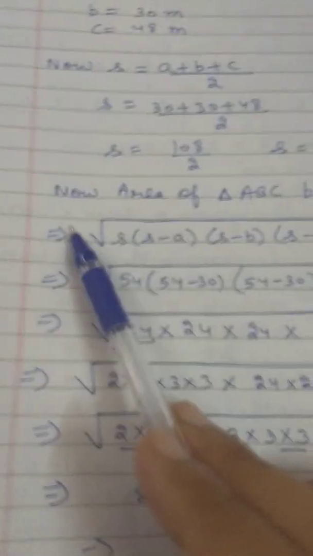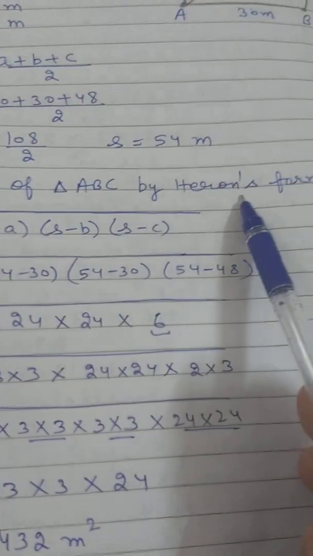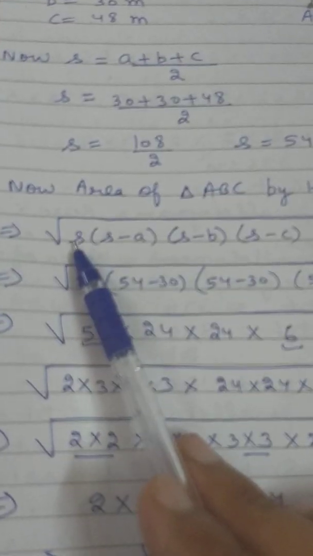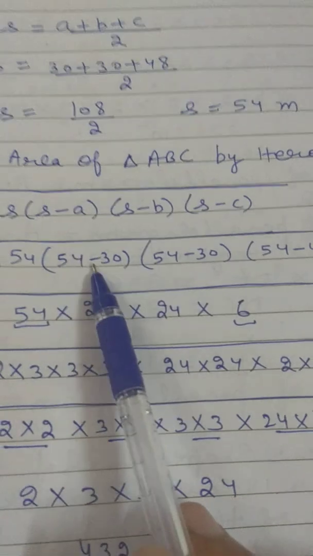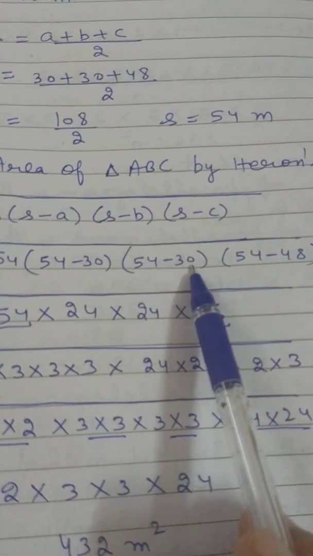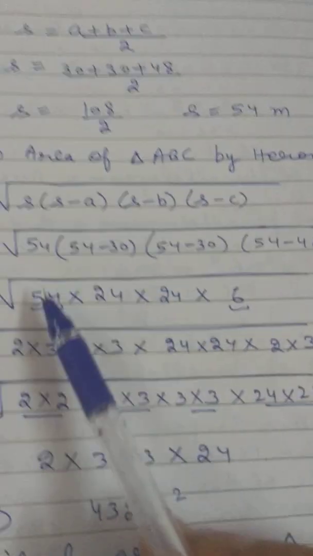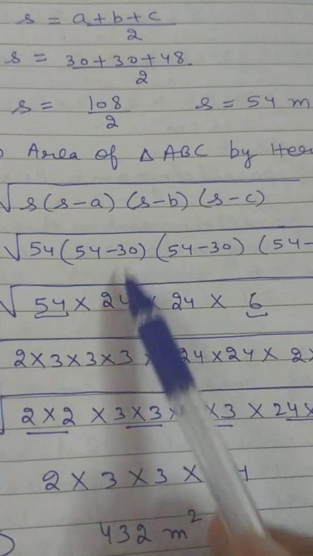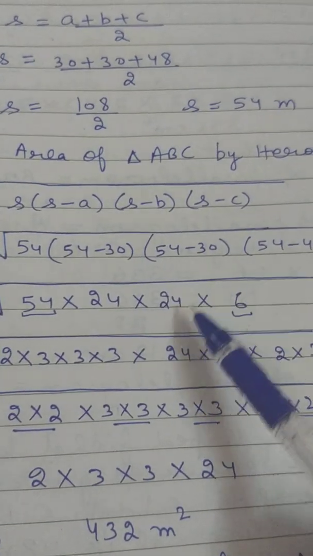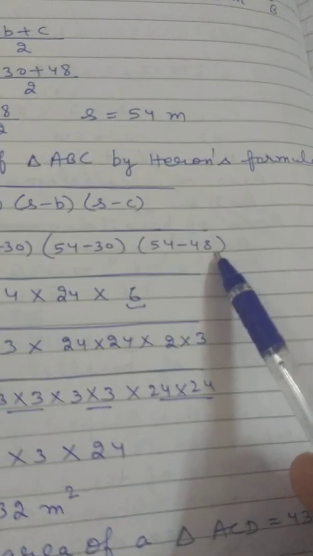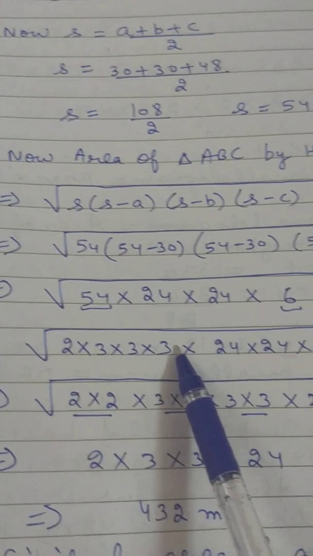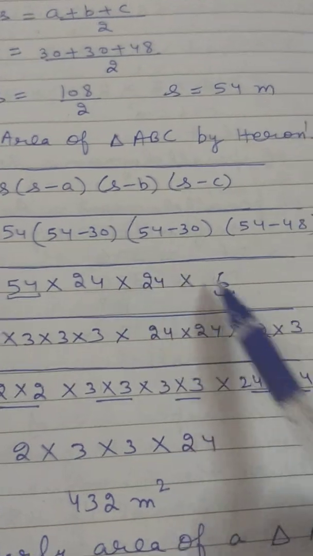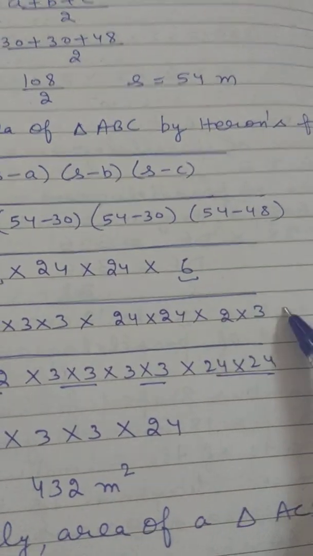That is the semi-perimeter. Now area of triangle ABC by Heron's formula: square root of s(s minus a)(s minus b)(s minus c). 54, 54 minus 30 is 24, 54 minus 30 is 24, 54 minus 48 is 6. We can write 54 as 2 into 3 into 3 into 3. 24 as it is, 24 as it is. We can write 6 as 2 into 3.